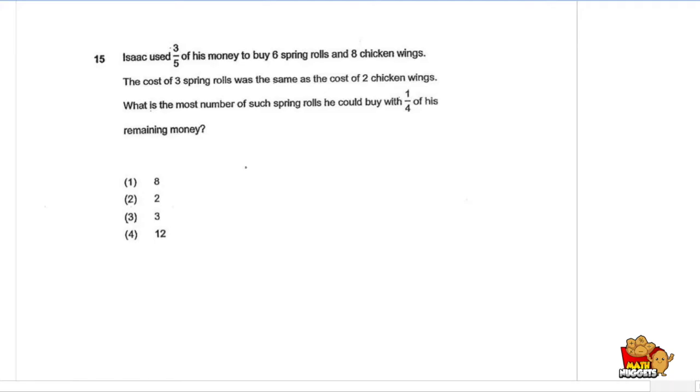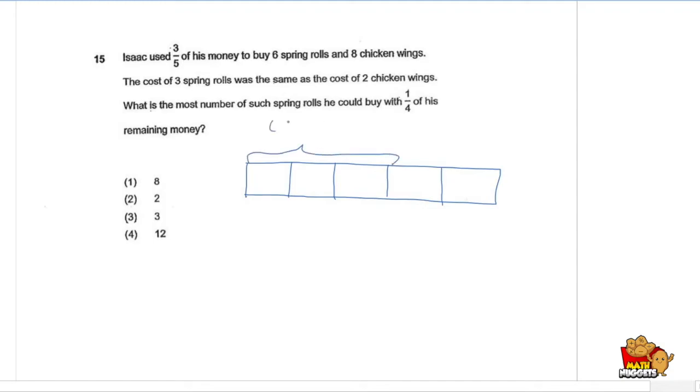Question 15. Isaac used 3/5 of his money to buy 6 spring rolls and 8 chicken wings. So let me cut his money into 5 parts. He used 3/5 of his money to buy 6 spring rolls and 8 chicken wings. The cost of 3 spring rolls was the same as 2 chicken wings. What is the most number of spring rolls he could buy with 1/4 of his remaining money?